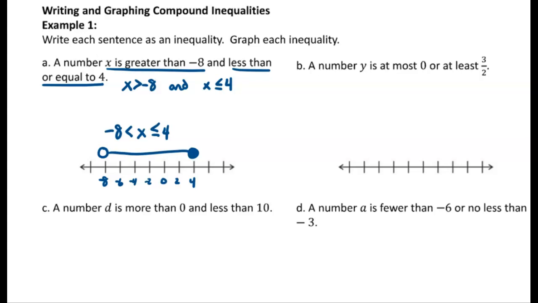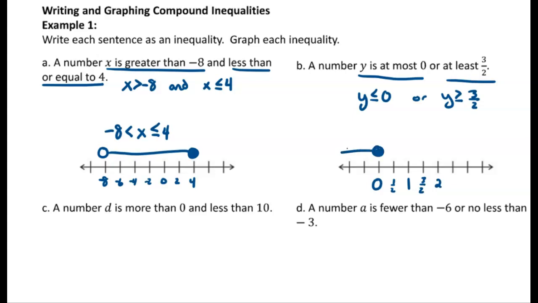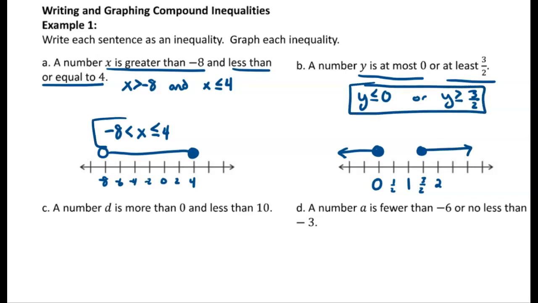Okay, let's try this one. A number y is at most 0. At most means it's less than or equal to 0. Or y is at least 3 halves. At least means greater than or equal to 3 halves. You can put it as 3 halves or 1.5. So if I have 0 here, and then I have a half, 1, and then 3 halves, which is 1.5, less than or equal to 0 is a closed circle at 0 pointing left. Greater than or equal to 3 halves is a closed circle at 3 halves pointing right. And then there's no way to combine them when they're or. You just write them like that.